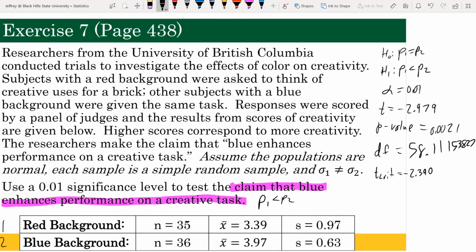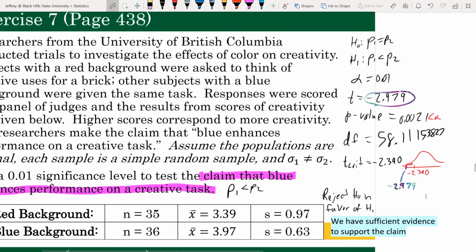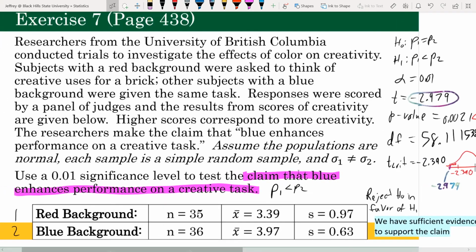Now keep in mind this is a left tail test, so our test statistic is to the left of our critical value, and our p-value is less than alpha. So we reject the null hypothesis in favor of the alternative. And in fact, we have sufficient evidence to support the claim. Now, of course, I don't really have a ton of room, so I just left the claim as the blue enhances performance on a creative task.